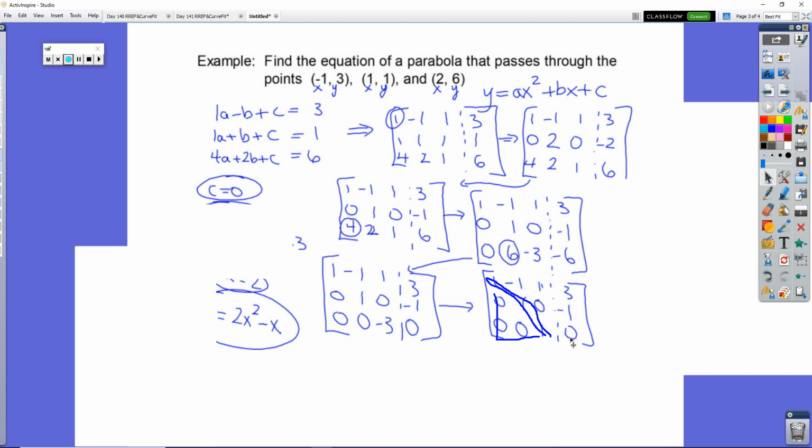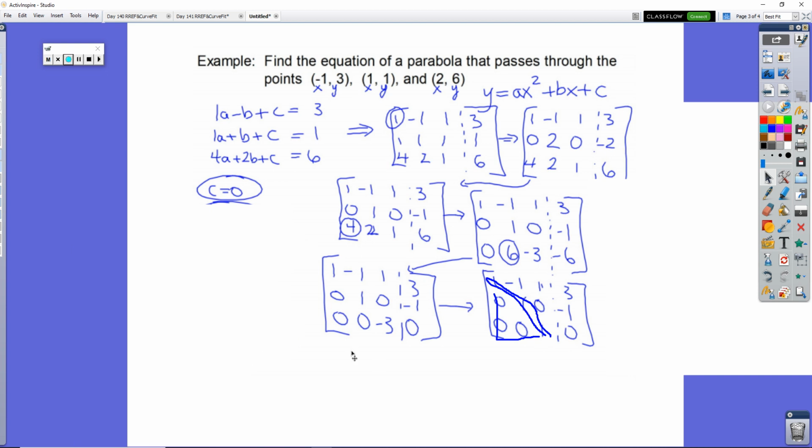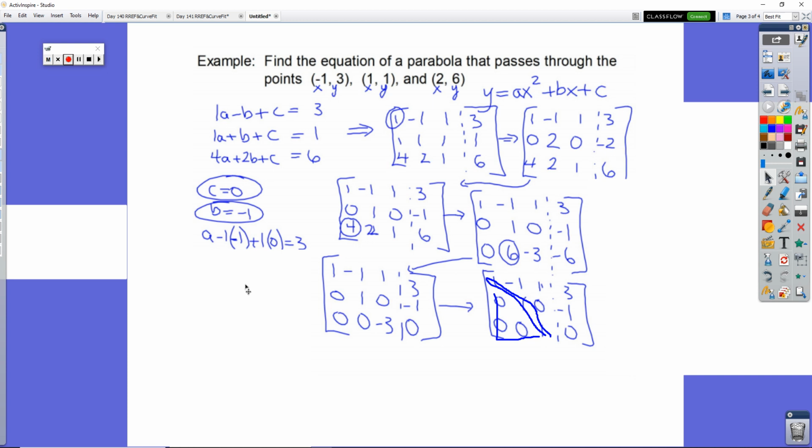The bottom row actually tells me the answer for C is 0. The middle row is actually telling you the answer for B is -1. And then by putting the letters back into the top row, you would have A plus -1 times the value of B, which was -1, plus 1 times the value of C, which was 0, is equal to 3. So multiplying this together is 1, and that's nothing. So A plus 1 plus 0 makes 3, so A is 2.